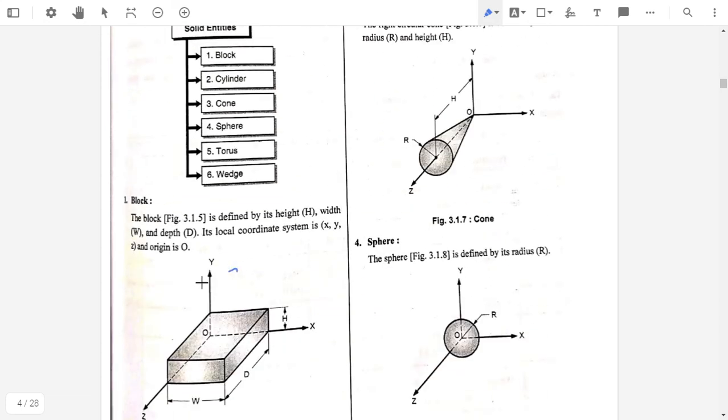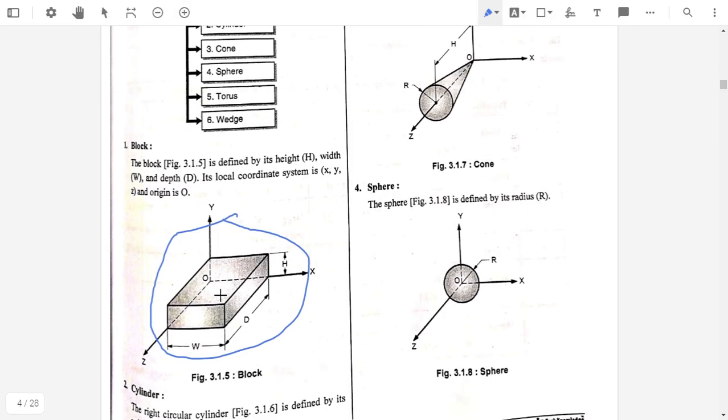If we want to design any block, there are basic shapes present in the software, so we can use it, and by changing its dimensions, that is width, depth, height (WDH), we can obtain the shape of the block that we require. As per our requirement, we can change the shape of this block. So this is the first primitive.